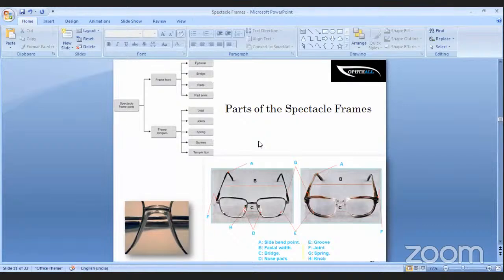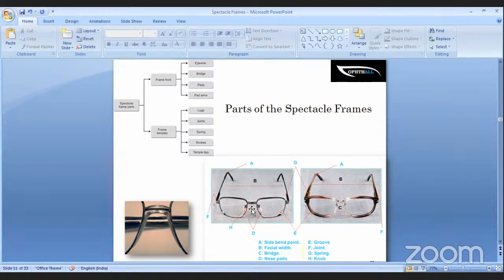Some of the common parts of the spectacle frames you can see in this picture. This is the rim, eye wire we call it. This is side band, and this B is the facial width, distance between the two sides. This is a very important distance to adjust with the temple width of the user.